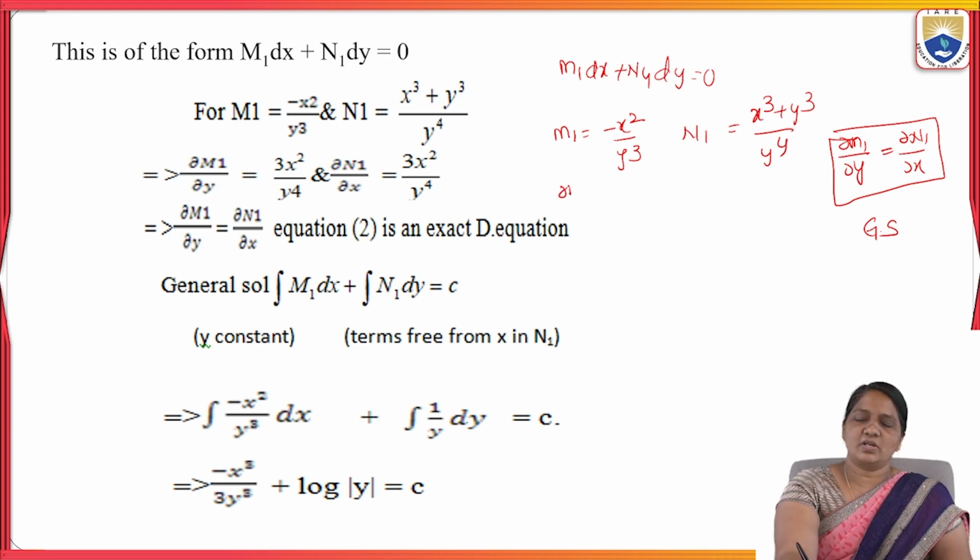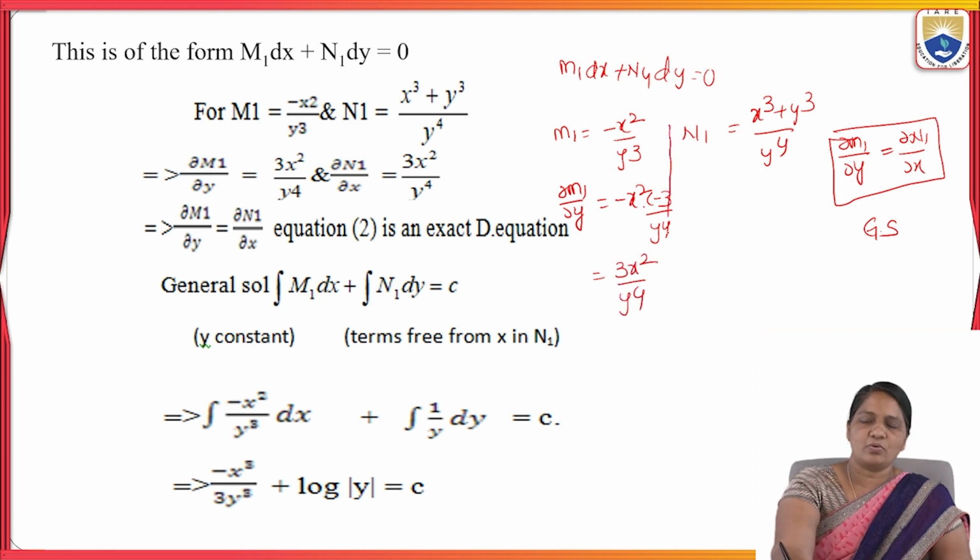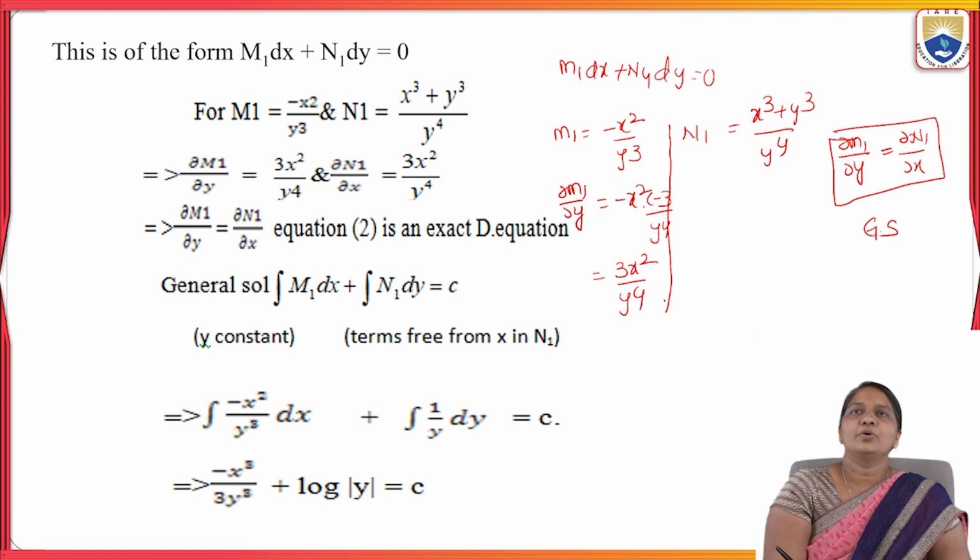So first we are calculating dou m1 by dou y. With respect to y, x square is the constant. Here the derivative of y cube is nothing but minus 3 by y power 4. So finally this value is 3x square by y power 4. This is the value of dou m1 by dou y.